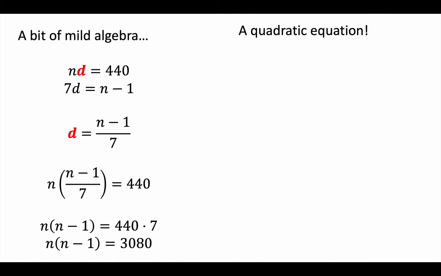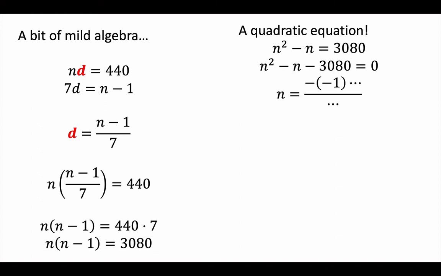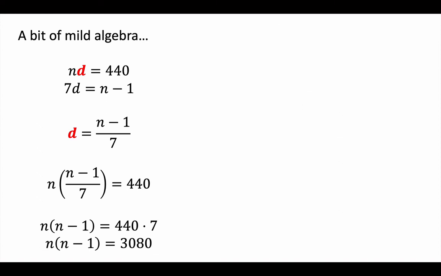Now we enlist our favorite algebra student and say, hey, here's an equation for you to solve, and they say it's a quadratic equation. I know how to handle those. We'll distribute the n minus 1 through, then we'll subtract 3080 from both sides. I'm not good at factoring this guy, so I'll resort to the quadratic formula. No. I tell you, we don't need that.